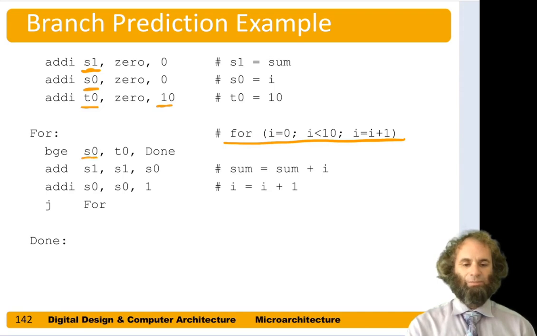So we'll check if I is greater than or equal to 10, then we go to done. Otherwise we do the body, sum equals sum plus I, and I equals I plus 1, and then jump back to the for loop. So this for loop should execute 10 times, and this branch greater than or equal to should only be taken on the 10th time.